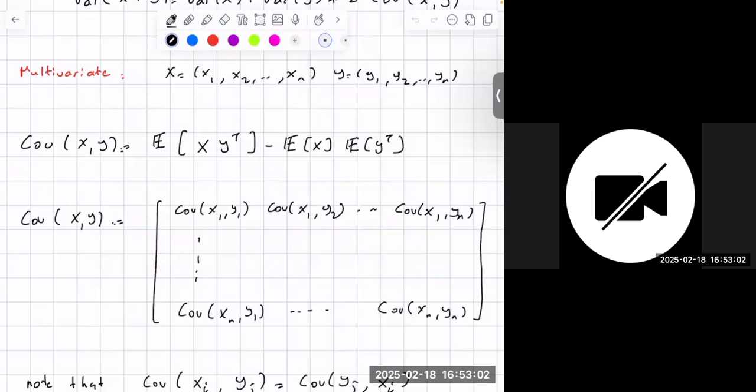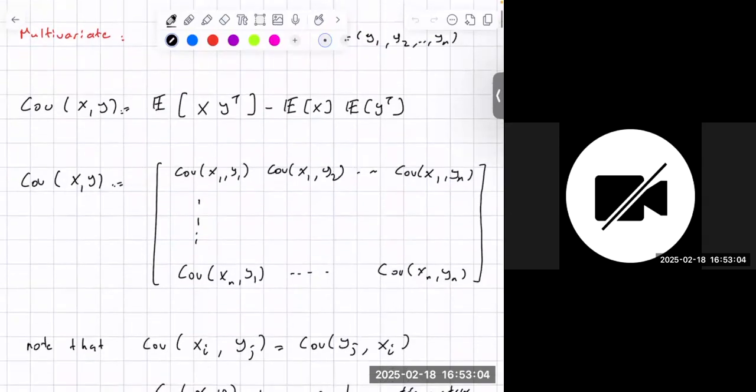Okay, now, one thing you would notice is since covariance of x1, y2 is the same thing as covariance of y2, x1, this will be a symmetric matrix, okay? So taking the first coordinate of x and the second coordinate of y, 1, 2, is the same thing as 2, 1. So you will get a symmetric matrix off of this all the time. All right, fine.